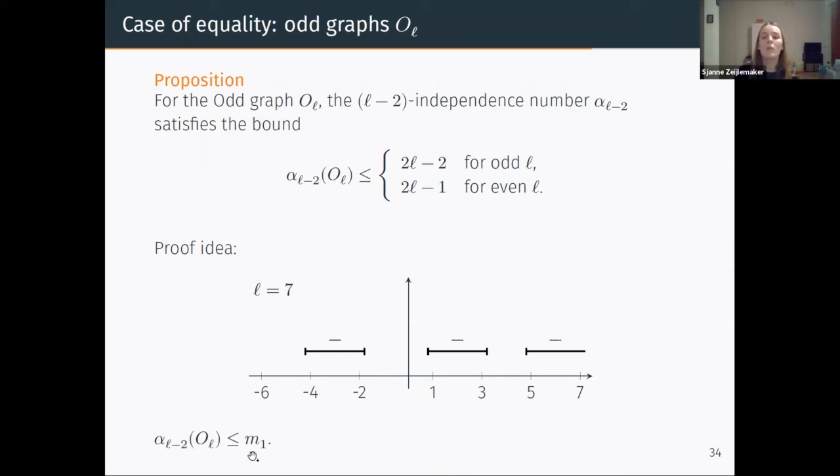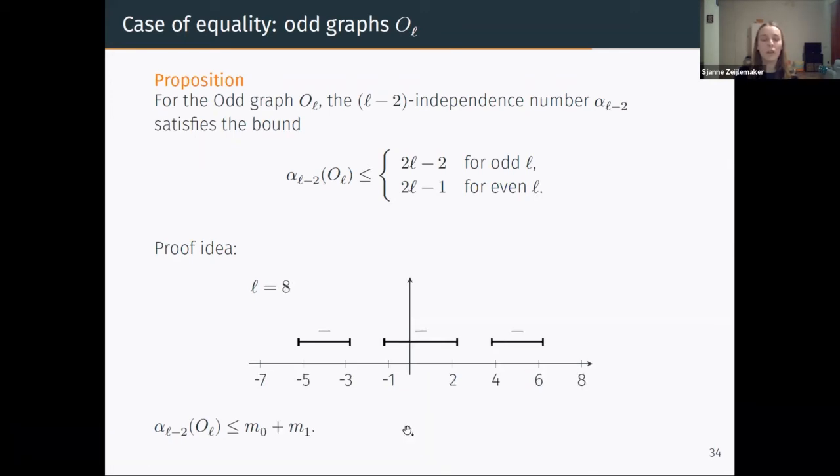So we get that the multiplicity of M1 is exactly the upper bound for the L-2 independence number. And if we're in the even case, then the best we can do is the same, but we will have these two extreme eigenvalues exposed. So in that case, M0 plus M1 will be an upper bound. And for all the small odd graphs that we can test this for, with the exception of O5, we see that this is indeed a tight upper bound for the K independence number.